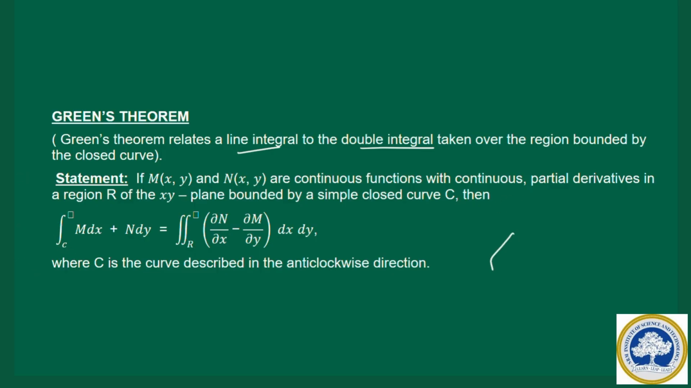For example, if you consider a region like this, this is the region R, which is enclosed by the curve C. This is the closed curve C, and the direction we have to take is the anti-clockwise direction. So this is the way Green's theorem gives you the relation between the line integral and the double integral over R. Now let us see one example based on this theorem.